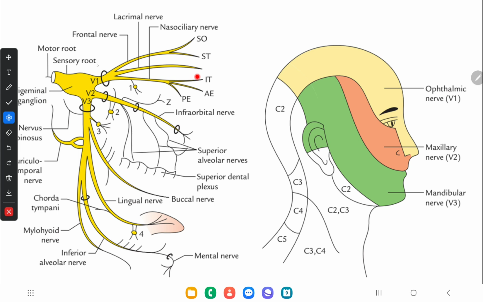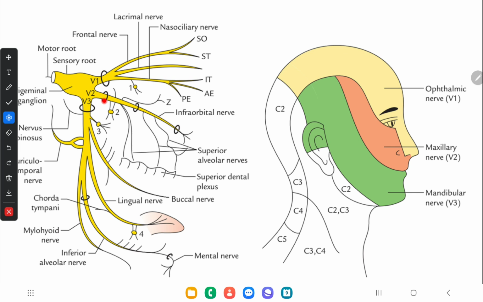As I told you earlier, the frontal nerve divides into supraorbital and supratrochlear branches. The supratrochlear nerve supplies the upper eyelid, conjunctiva, and forehead nearer the midline. Then the supraorbital nerve supplies the upper eyelid, conjunctiva, forehead, scalp up to the vertex, and frontal sinus. Here, the yellow colored area is the sensory supply from the ophthalmic nerve. Then we will discuss the maxillary division. It gives a meningeal branch.